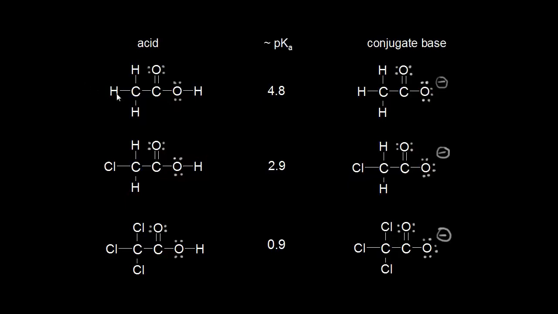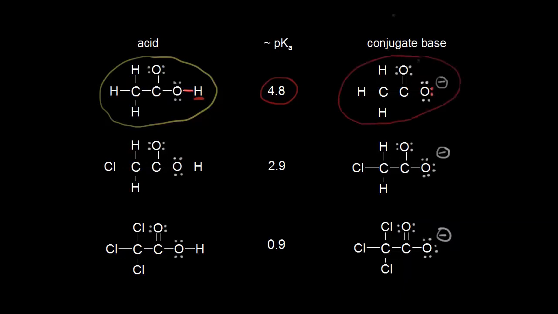Induction is another way to stabilize a conjugate base. So if we start with acetic acid, this is acetic acid right here, and the acidic proton on acetic acid is this one. That proton has a pKa value of approximately 4.8. So if acetic acid donates that proton, these electrons in red here are left behind on the oxygen, which gives the oxygen a -1 formal charge. So on the right, this would be the conjugate base to acetic acid.